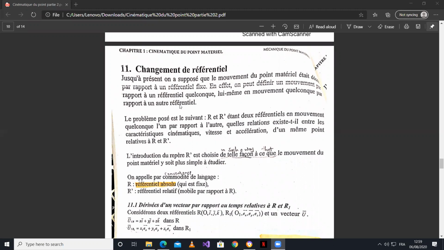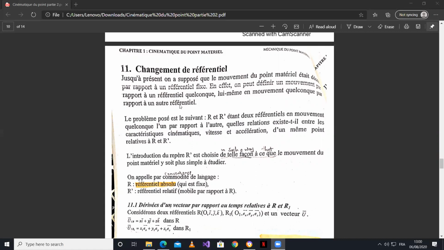Changement de référentiel. L'introduction du repère R' est choisie de telle façon à ce que le mouvement du point matériel soit plus simple à étudier. On appelle par commodité de langage, first of all, R the référentiel absolu qui est fixe. So you first of all have one repère which is fixed, and that's your absolute referentiel. Then we also have un référentiel R' qui s'appelle référentiel relatif, which is mobile, which is moving with respect to R.